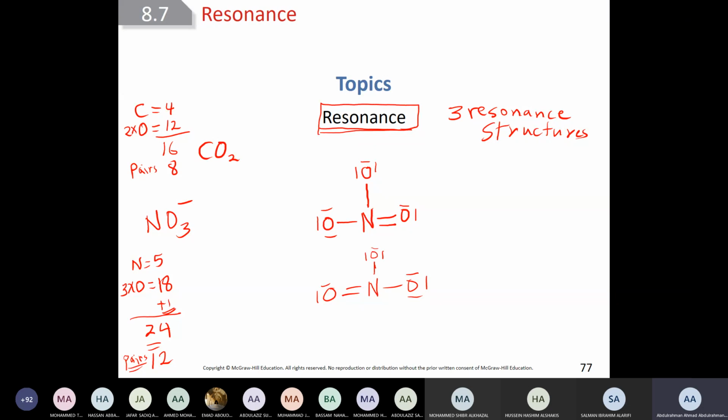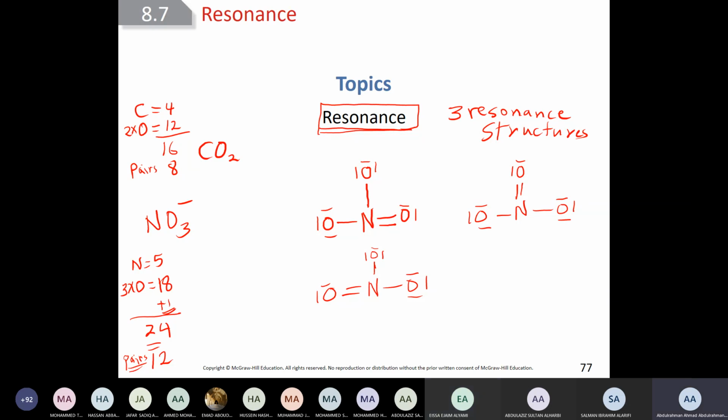That's another resonance structure. Can we draw a third resonance structure? Yes. How? Put the pairs. Where? Fork. Yes. Can we draw another structure? Yes. Go ahead. Make all the O's share double pairs.